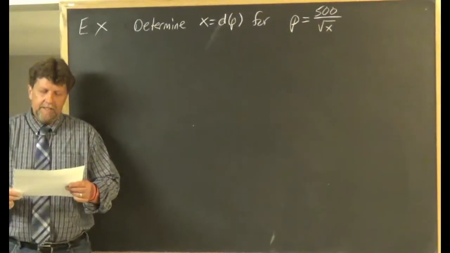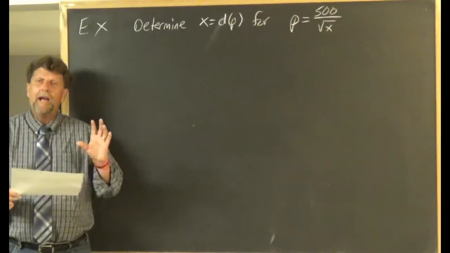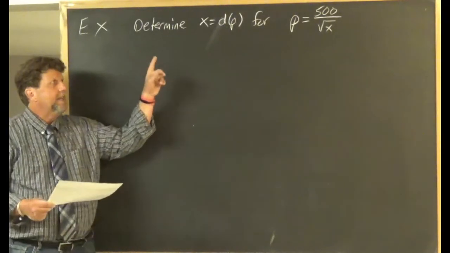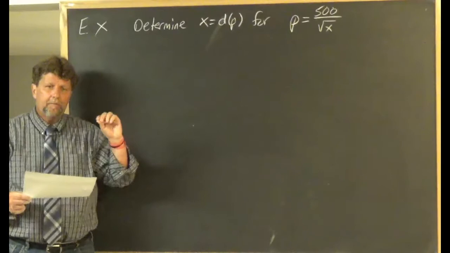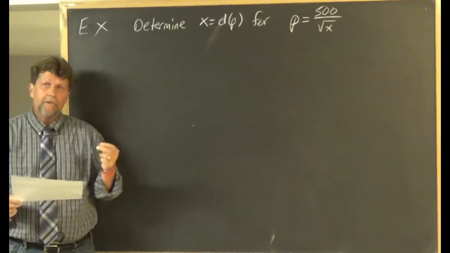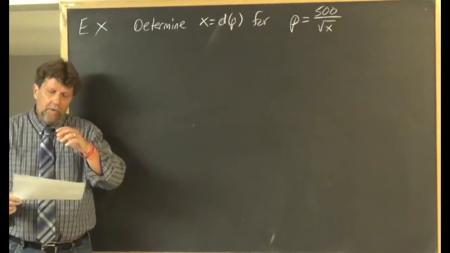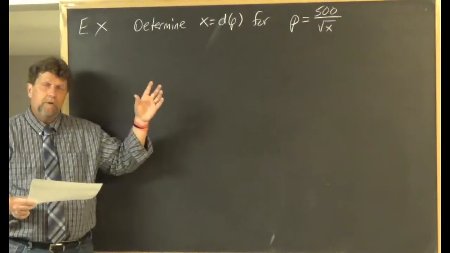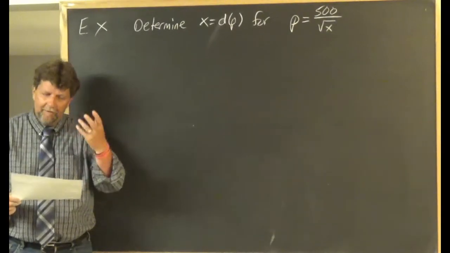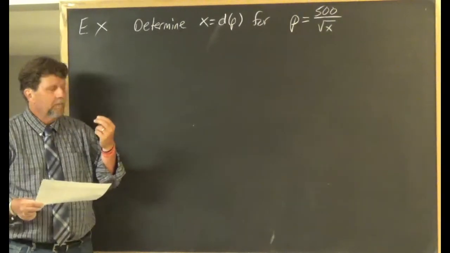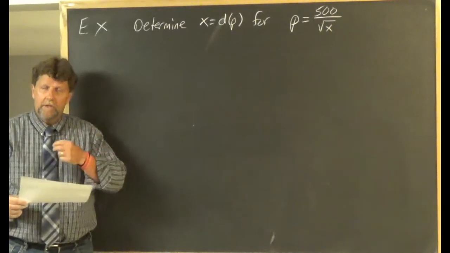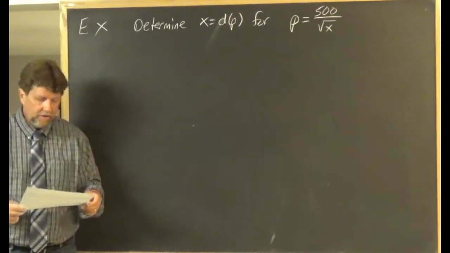All right, folks, in this example, we were asked to find the demand function, X equals D of P, for the price demand function, P equals 500 over the square root of X. So what we have to do is take our P equals 500 over the square root X, and we have to solve that for X. So we get just the demand function. And this is an important skill going forward in the rest of the section.